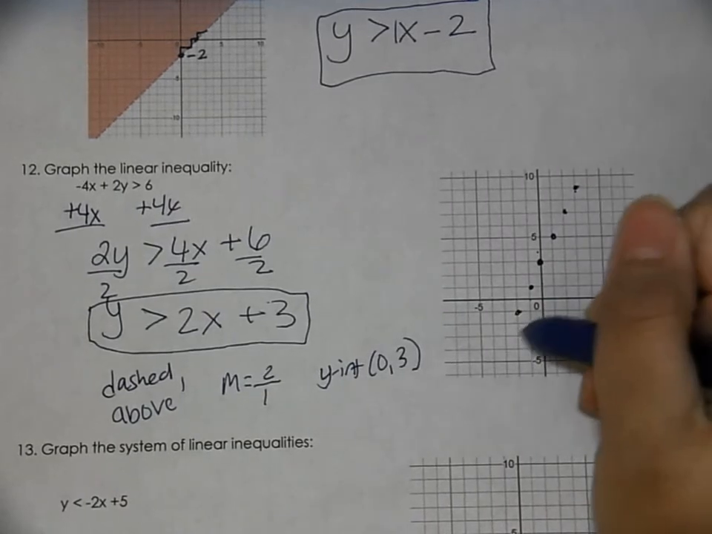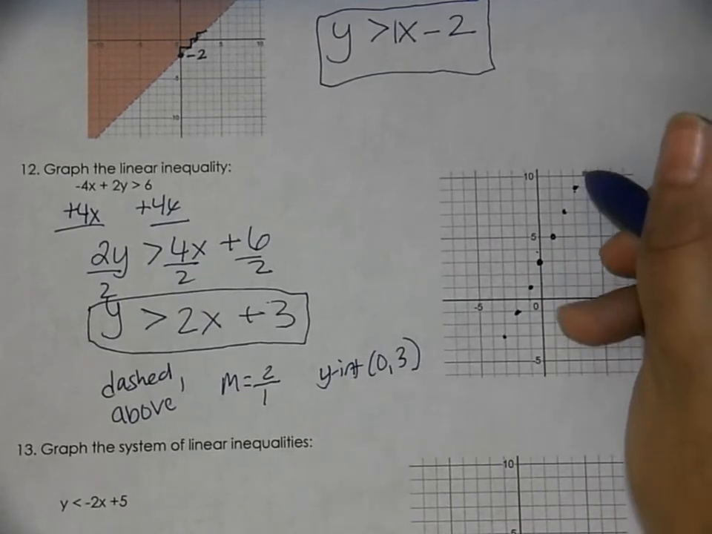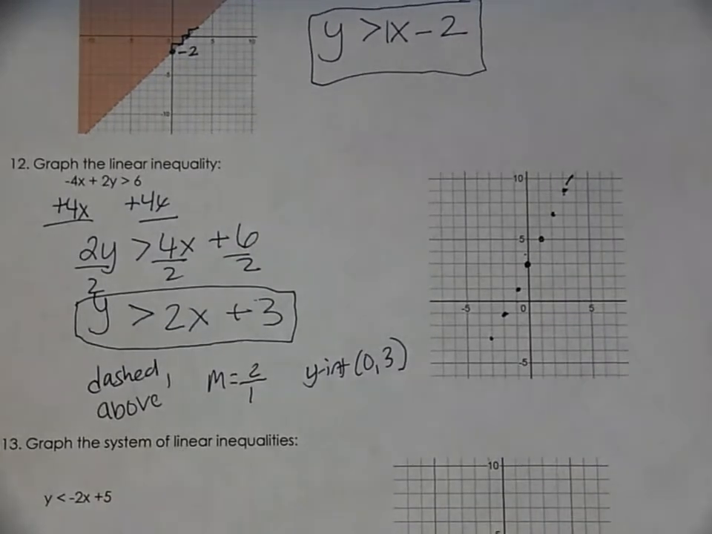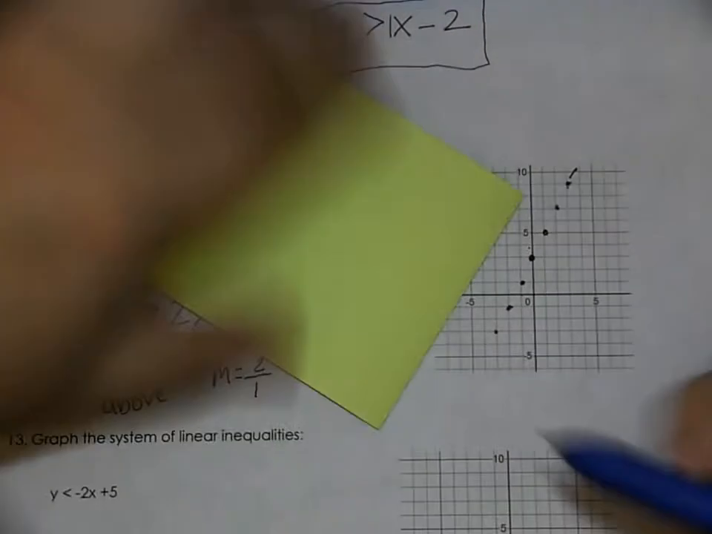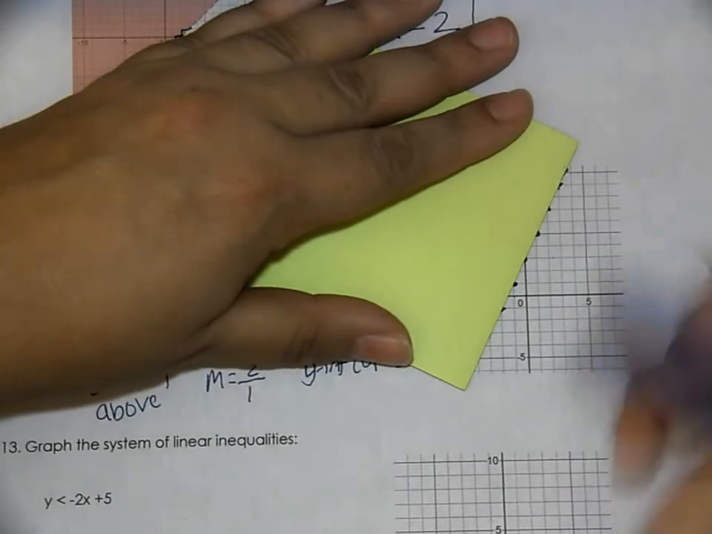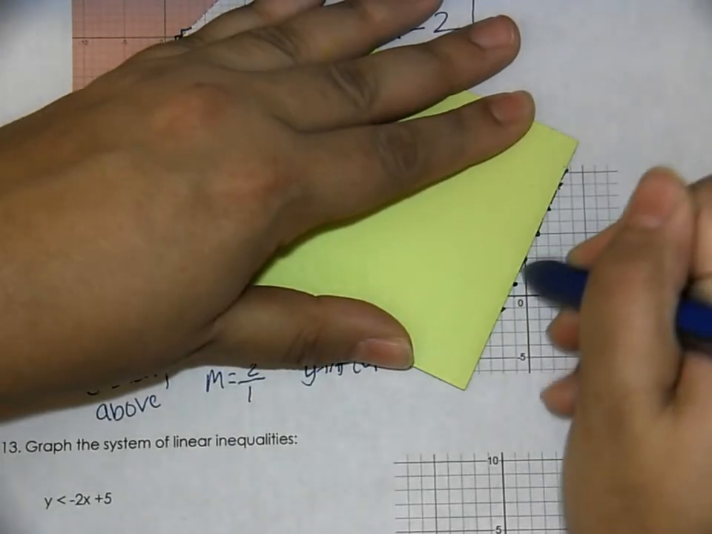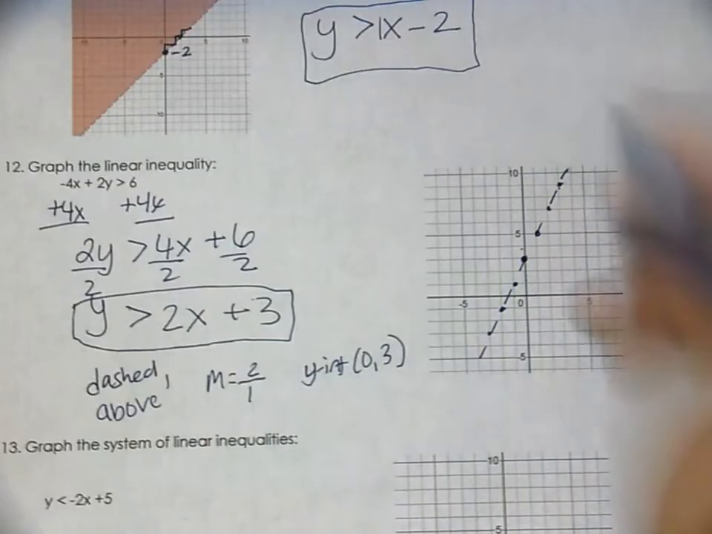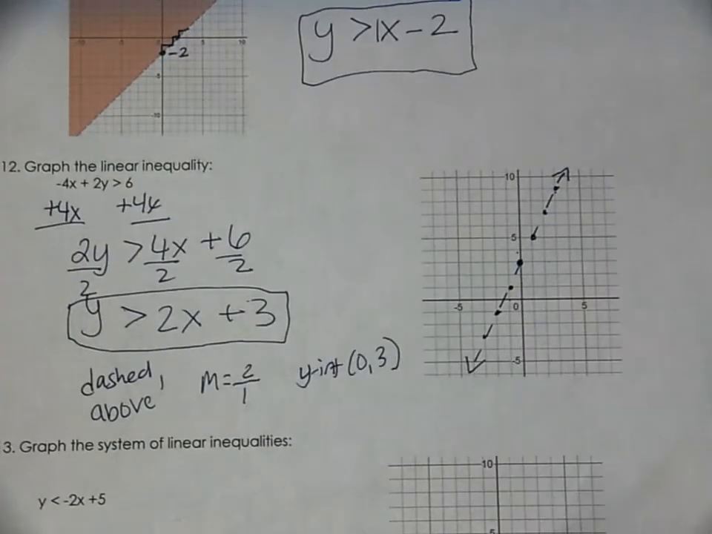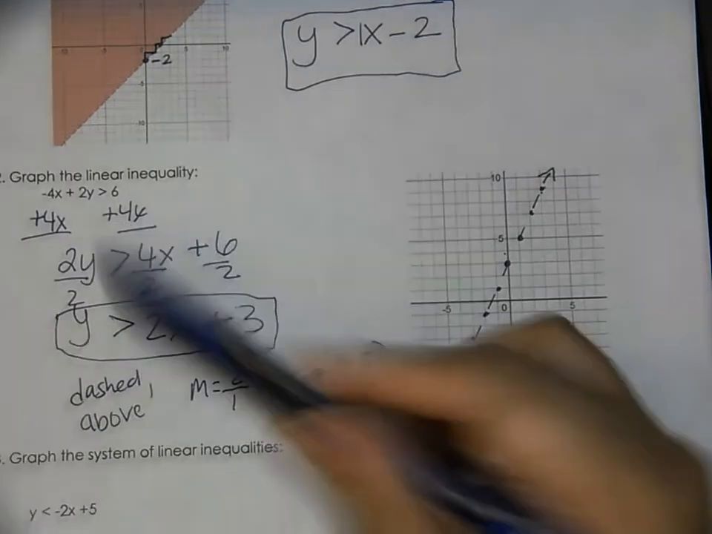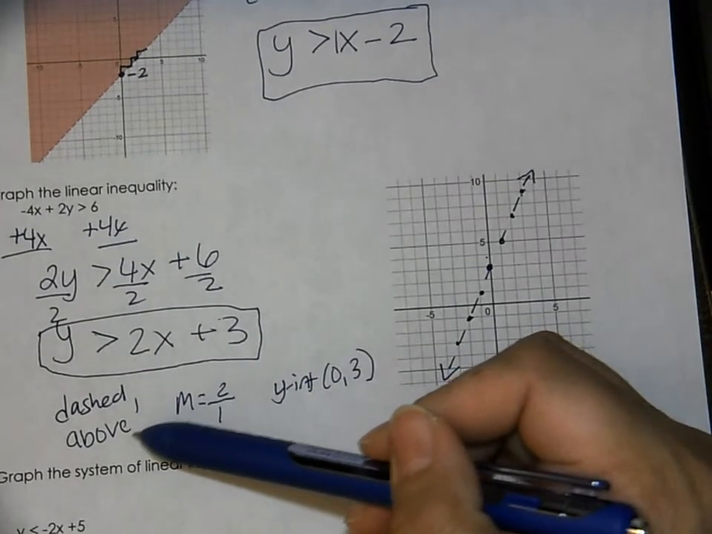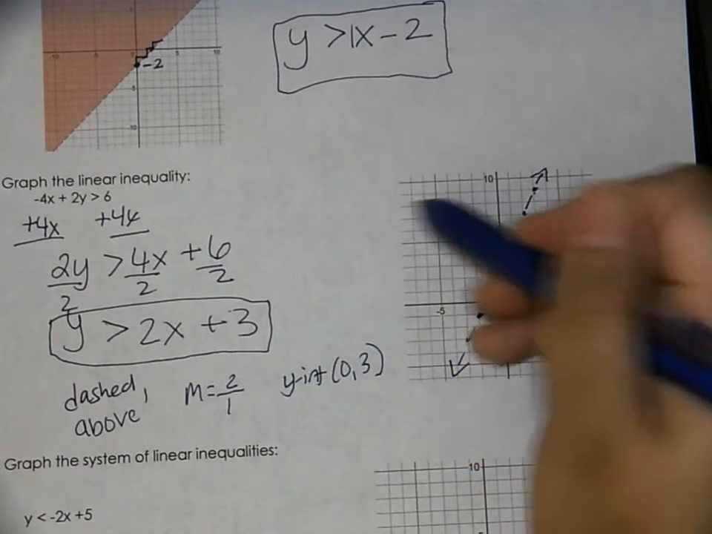All right, and then we are drawing a dashed line. It helps to have a straight edge here, but don't connect a straight line through it. Just put dashes like this. All right, and arrows because the line goes on forever. And now we have to just shade it in whatever direction. Since it's greater than, like I said, I shade above the line. So above is all of this here.